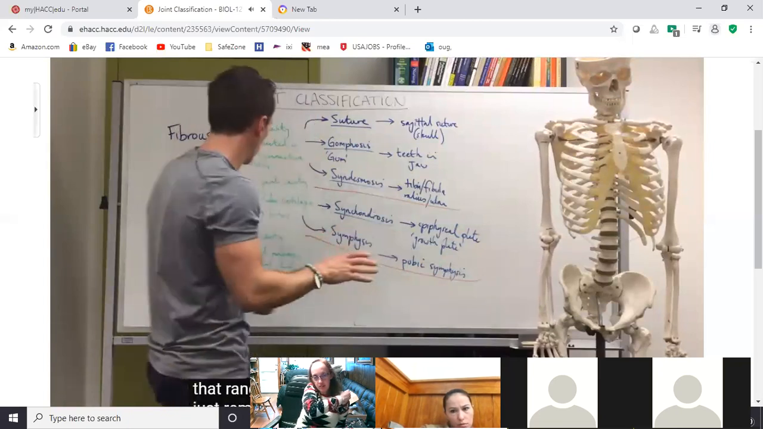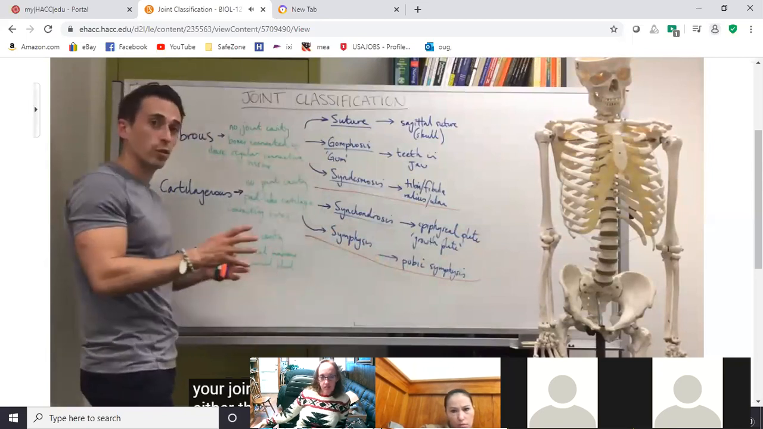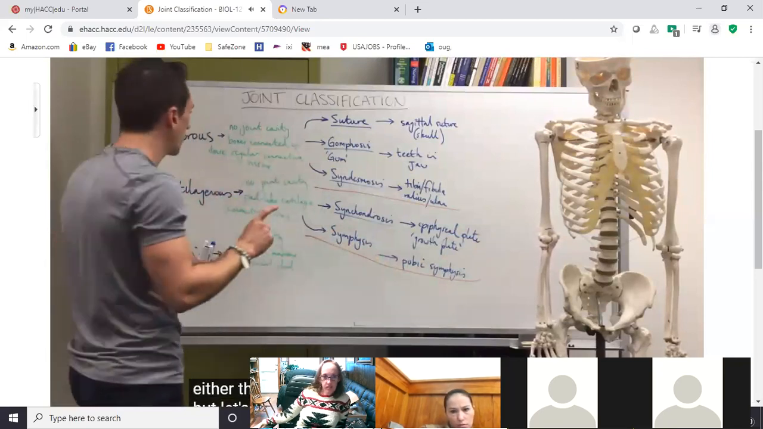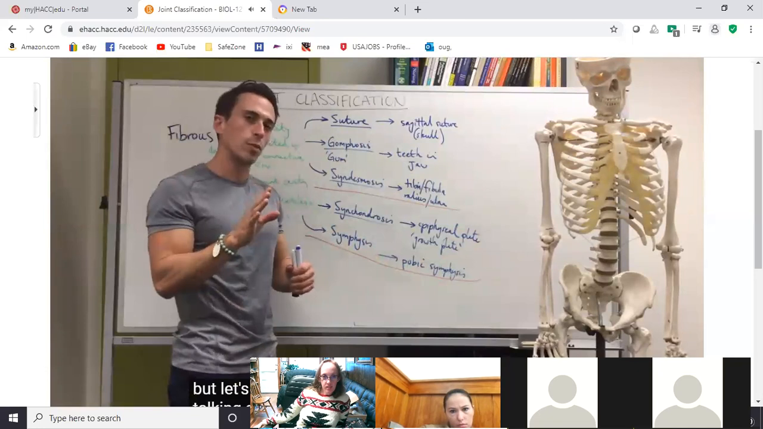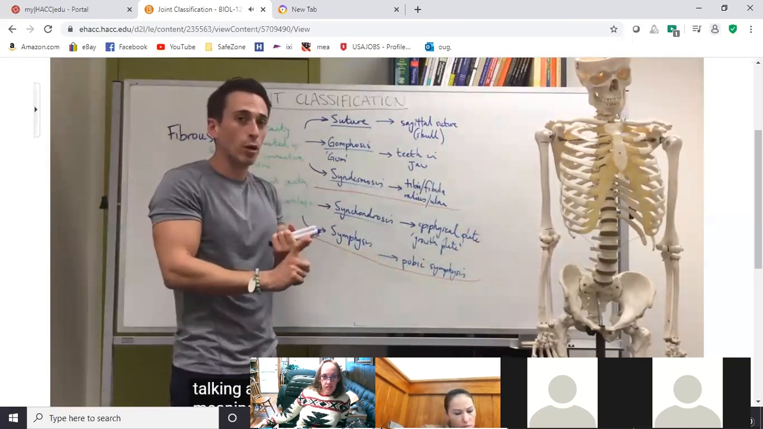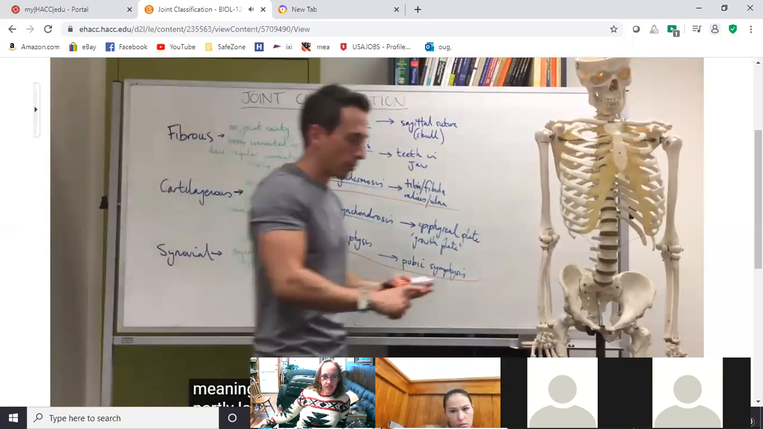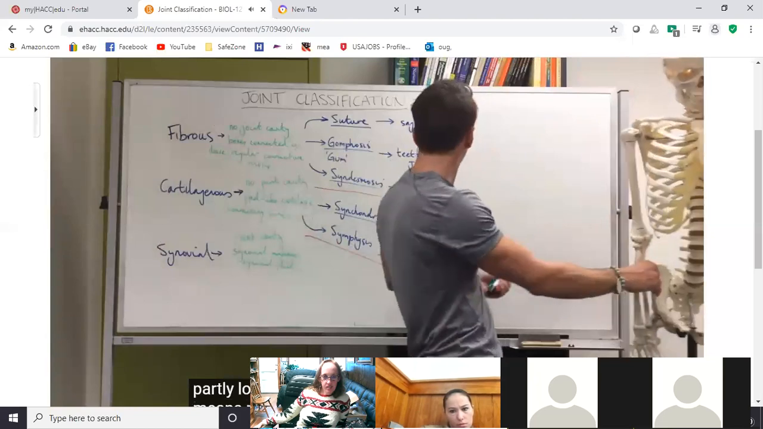Just remember what you'll find with synovial joints is a synovial cavity, synovial membrane, and synovial fluid. But let's go back to those terms we were talking about before. The synarthrotic, meaning totally immobile, the amphiarthrotic, meaning partly mobile, and the diarthrotic, meaning mobile. So what type of joints are these?